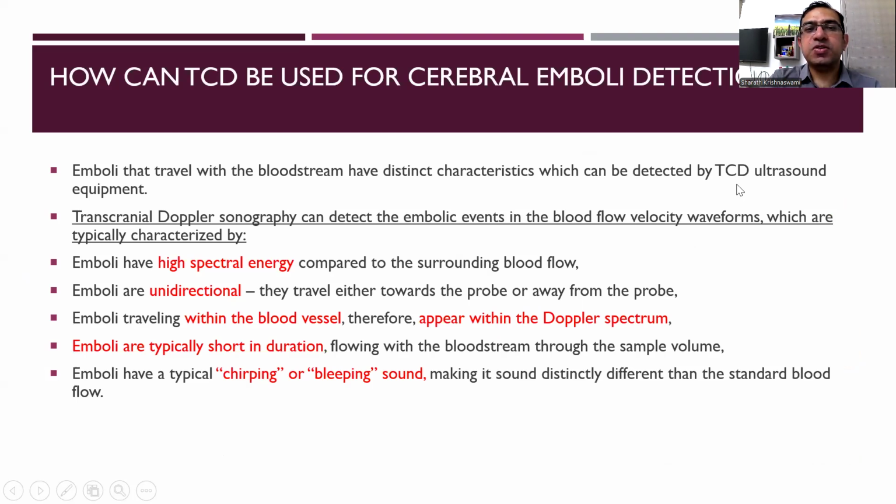So how can TCD be used for cerebral embolus detection? They have a characteristic sound which can be detected by the TCD ultrasound equipment, and they generally have the following characteristics. They have a high spectral energy compared to the surrounding blood flow. They are unidirectional because they can either travel towards the probe or away from the probe. They travel within the bloodstream, hence they appear in the Doppler spectra. They're typically short in duration, and they have a typical chirping or beeping sound, which makes them different from the standard blood flow.